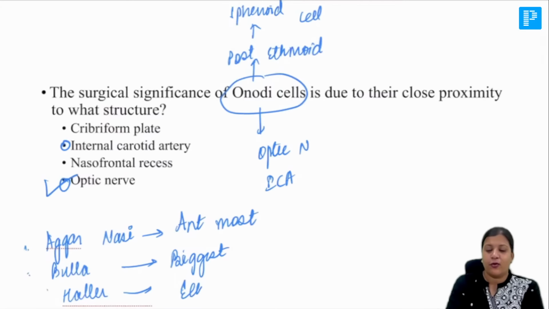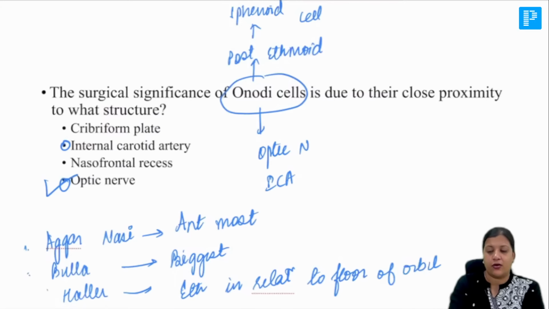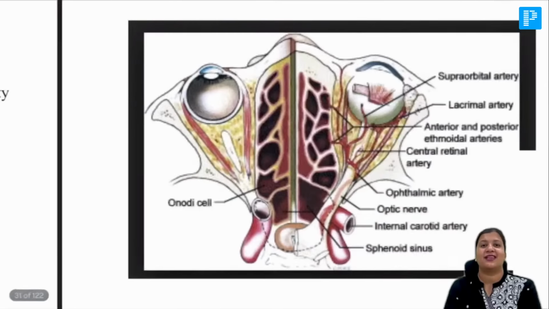So it is an ethmoidal cell in relation to floor of the orbit. Normally, the ethmoidal air cells are in relation to medial wall of the orbit. But if you have an ethmoidal cell which is in relation to floor of the orbit, we call such a cell a Haller cell. Okay, so these are all the named cells that we have.